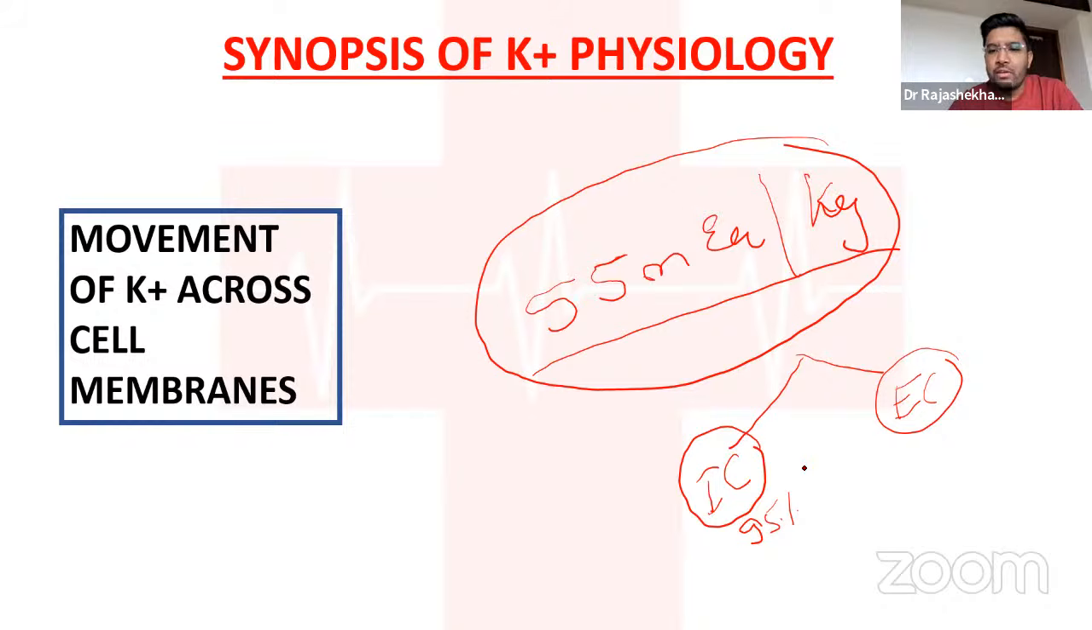This intracellular and extracellular movement of potassium occurs constantly in the body. This is called a transcellular shift of potassium, and this is one of the first and foremost important things in handling potassium, that is, the movement of potassium across the cell membrane.